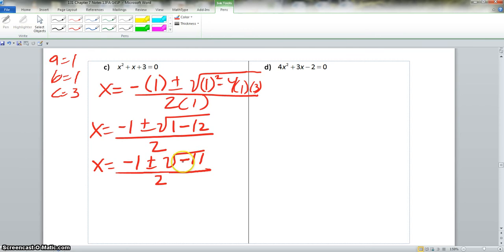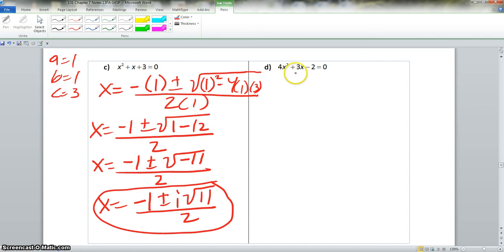Now we know the square root of negative 11, there's no perfect square in 11, so we'll just pull the i out. So it'll be x is equal to negative 1 plus or minus i square root of 11, all over 2. And that is the final answer for this problem.